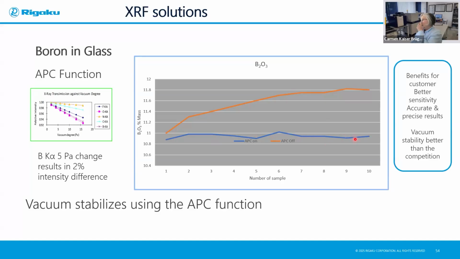And of course, from this diagram here, you can see if we measure a boron K-alpha line and we have, for example, a 5 Pascal change in the vacuum level, it can result in almost a 2% intensity difference. So it means having this function in our software is a big advantage.